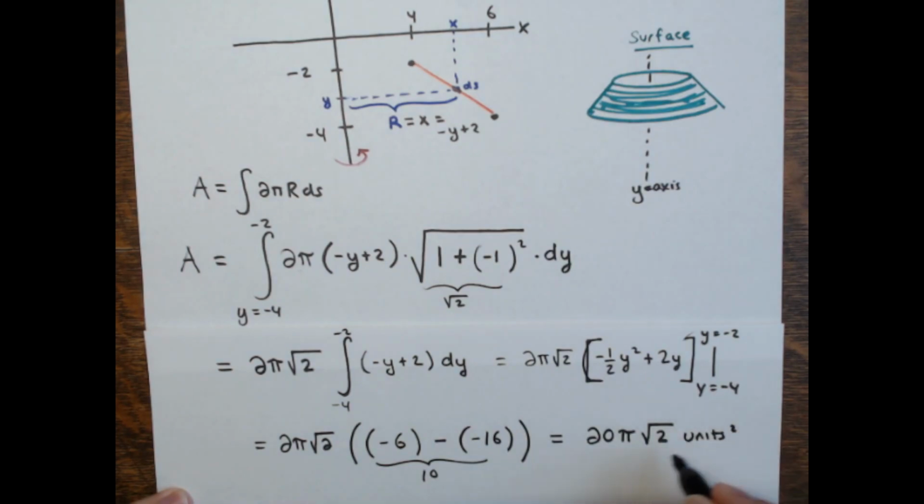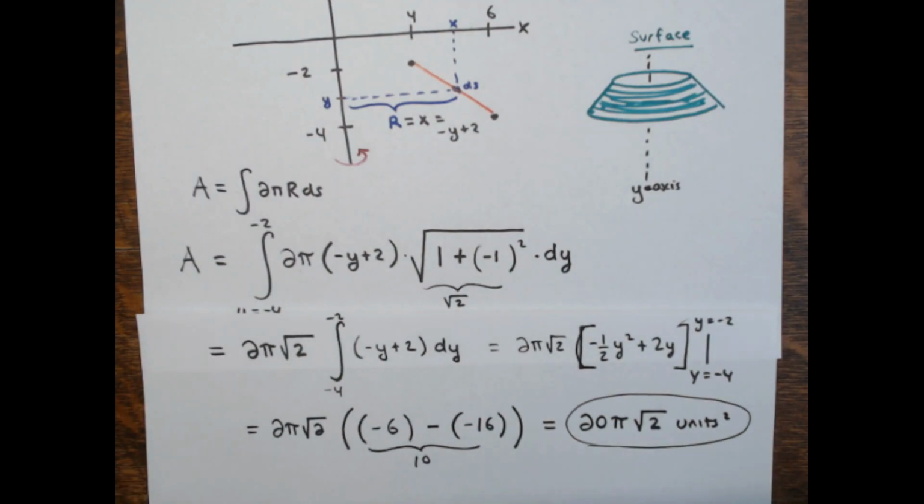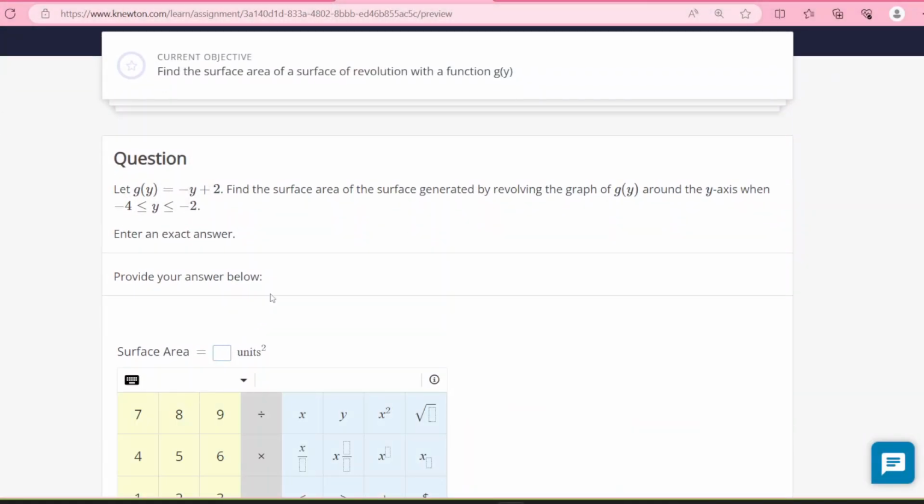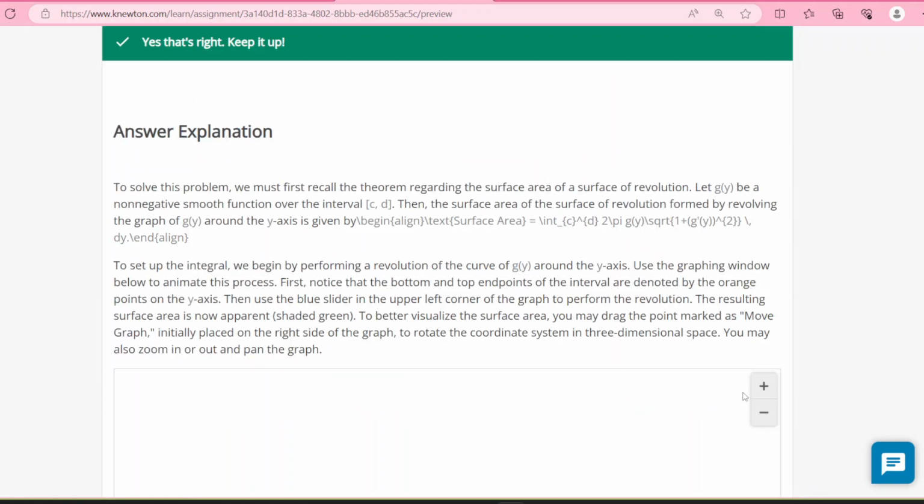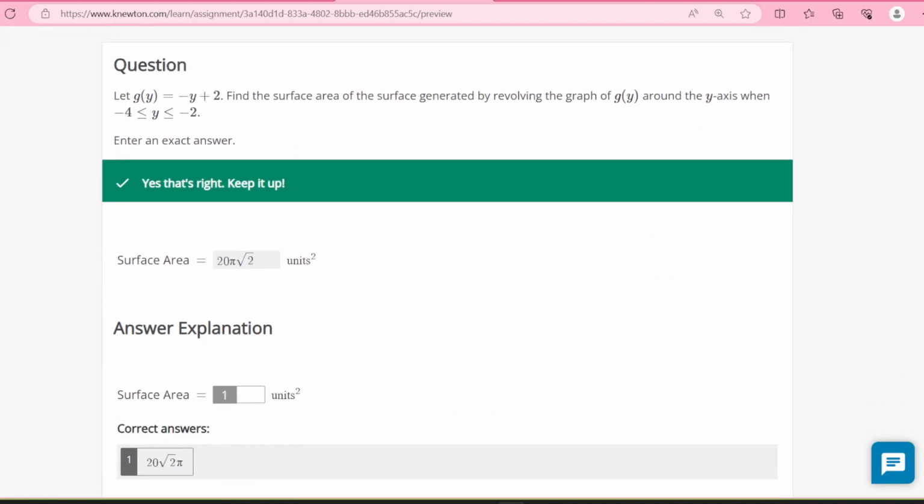So it's square units, right, for surface area. So 20 pi times the square root of 2 square units. That's what I'm going to enter back on the assignment. And then I'm also going to show you that you could have set up the integral with respect to x. You can also set up the integral with respect to x and find it that way. So this is correct, great.